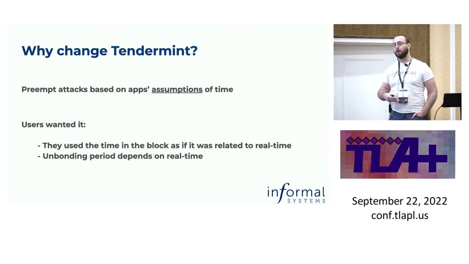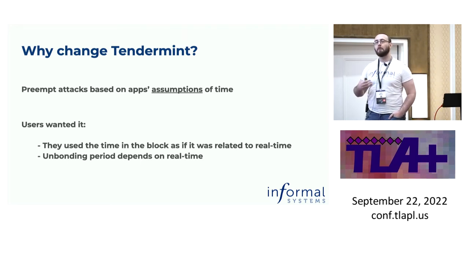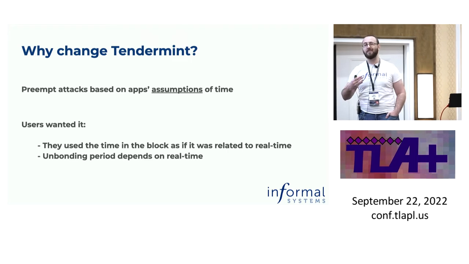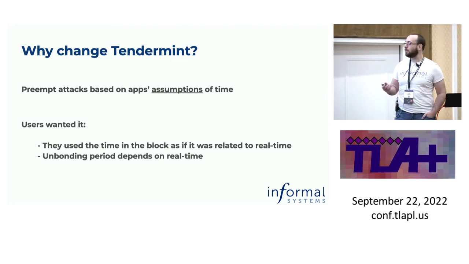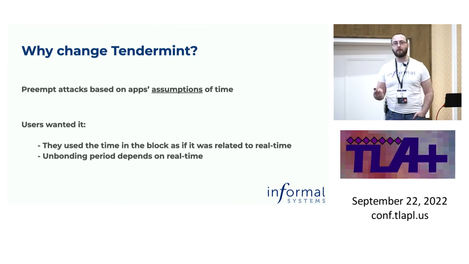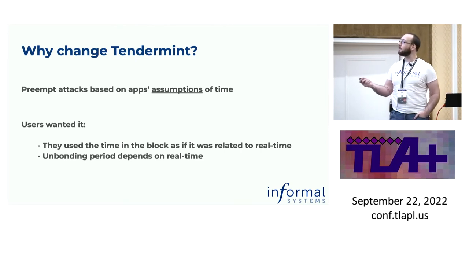And this is actually something that came from the users themselves. Their applications were reading the blockchain. It was like, hey, there is this time value, but for us, it doesn't make sense. Because they thought, naturally, that if the time value exists on the block, it's related somehow to real time. And it wasn't, and that's the key thing.